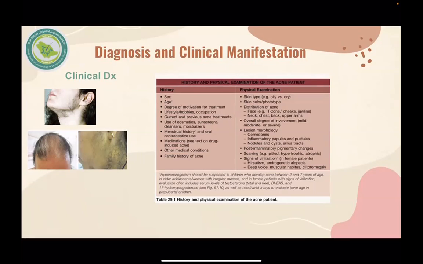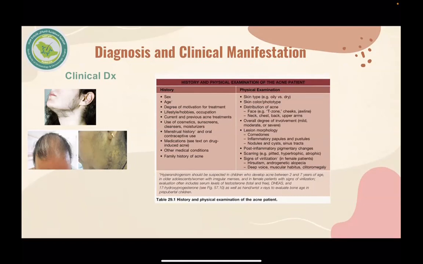This table summarizes the main key points in the history and physical examination. So in the history: the gender of the patient, the age as it's common in adolescents, degree of motivation for treatment, the occupation, lifestyle, the current and previous acne treatment, the use of cosmetics, especially if they have oily material or substance, menstrual history and oral contraceptive use, medication, other medical conditions, and family history of acne.